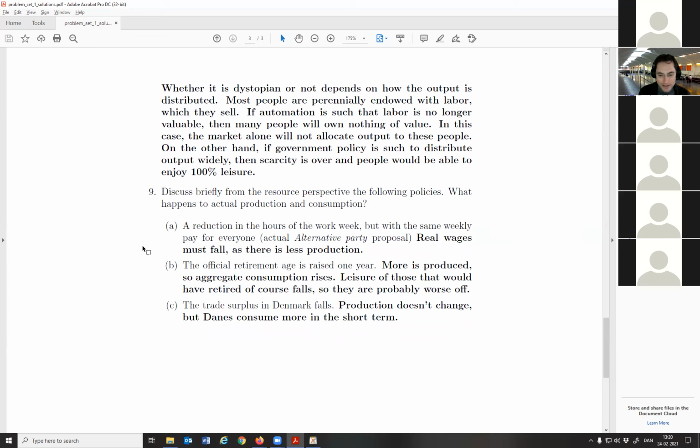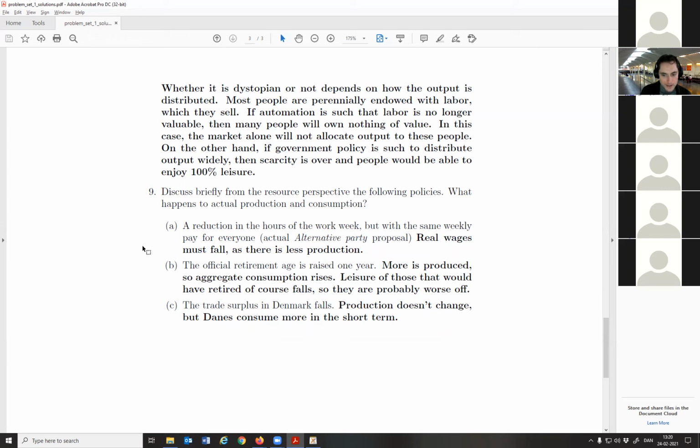Anyway, B, the official retirement age is raised one year. Well, more is produced, right? The aggregate economy grows because we have one more cohort of workers working. So aggregate consumption, or I should say investment or consumption, rises. Aggregate output rises. Leisure of those who would have retired falls. So that one cohort is probably worse off if you consider work something they don't want. I've got some relatives close to retirement and they're looking forward to it. So you could think about this as a sort of redistribution.